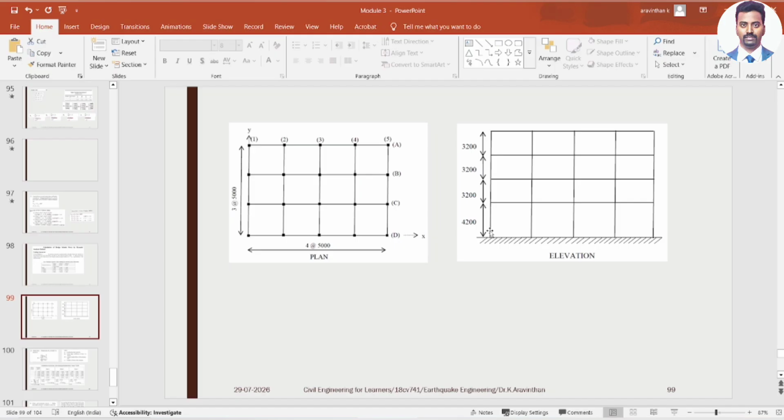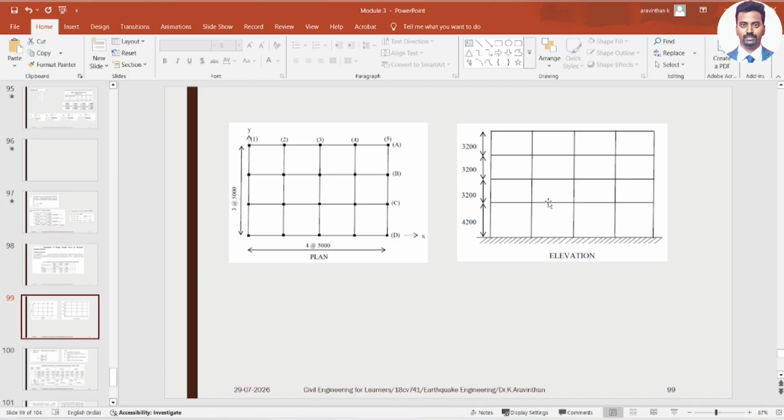For each and every column you can use this. One end is fixed and the other end is free. So E is Young's modulus, I is moment of inertia, divided by L, the height of the column, cubed. So how many columns are there? You have 20 columns, 4 into 5. You can multiply by 20. You will be getting a single column.